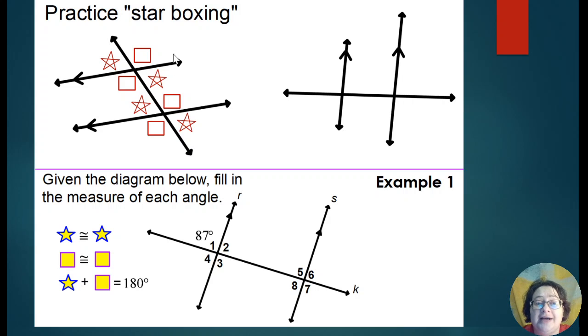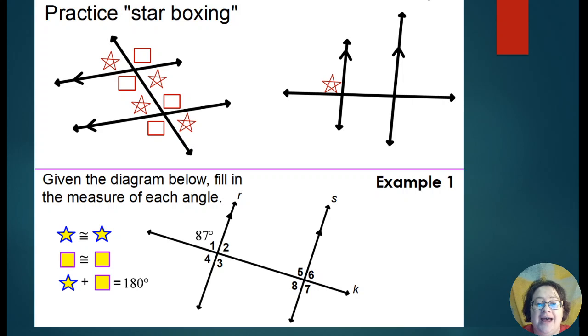So what I want you guys to do is pause the video right here. I want you to star box this one just like I did it, and then try the same thing with this one. And I'll do the first one with you. I'm going to start again upper left with a star. I'm going to complete my circle, and then I'm going to do the same pattern over here. So press pause right now, practice on your PowerPoint, and then we will check our answers together.